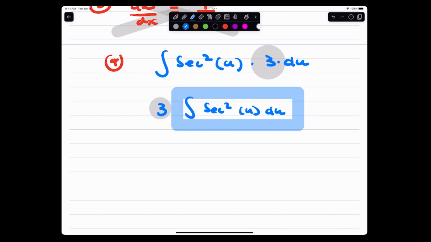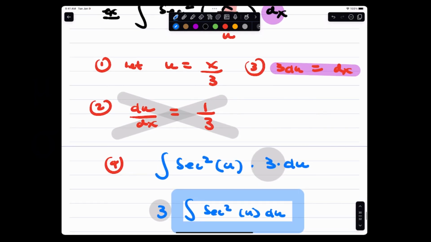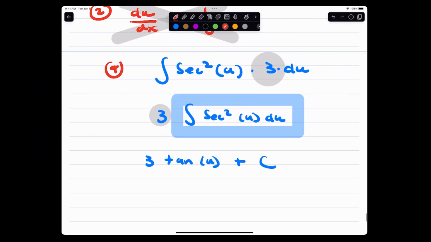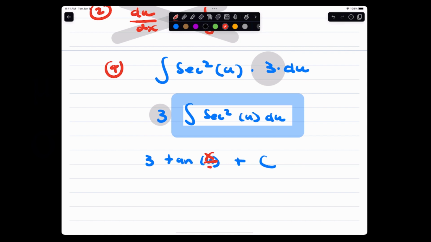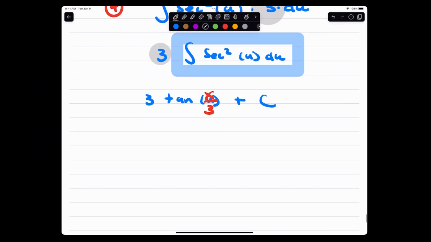Okay, what's the integral of secant squared, or the antiderivative? Tangent. And then your U. U is really what? X over 3. Replace the U with what? X over 3. So ladies and gentlemen, it's 3 tangent X over 3.